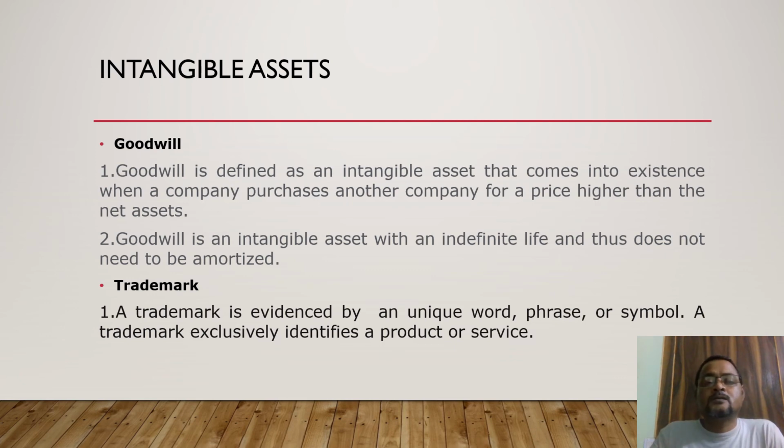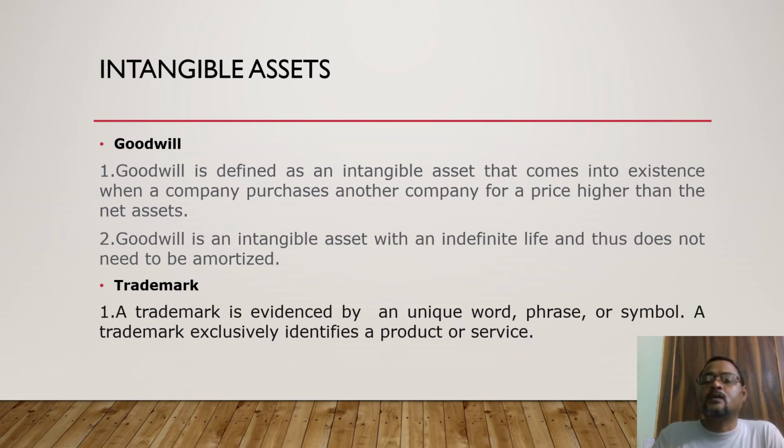The first such asset is goodwill. Goodwill is the amount which is paid by a firm when it purchases another business, another company, in excess of the net asset of the business. For example, company A decides to purchase all the assets and liabilities of the business B for $100,000.